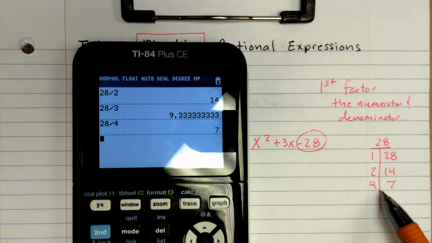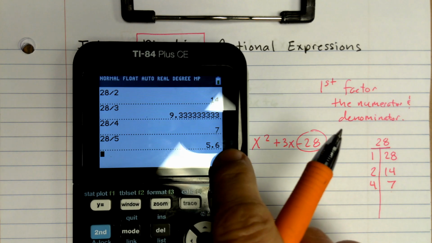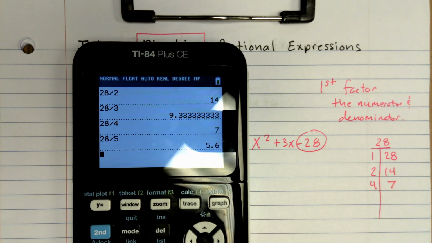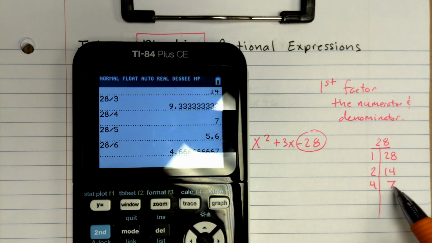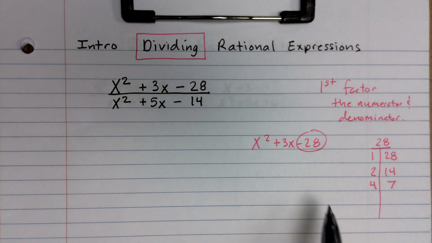Now the only numbers I have left to check to see if they can go into 28 would be 5 and 6, because in between 4 and 7 are 5 and 6. So I know that 5 won't go into it, but just to show you, it won't, right? It gives me a decimal, because we only want whole numbers. And then I'm going to do 28 divided by 6, and notice it doesn't go in either. And we already have a 7 right here. So we're done. These are all the factors for this particular number, 28.